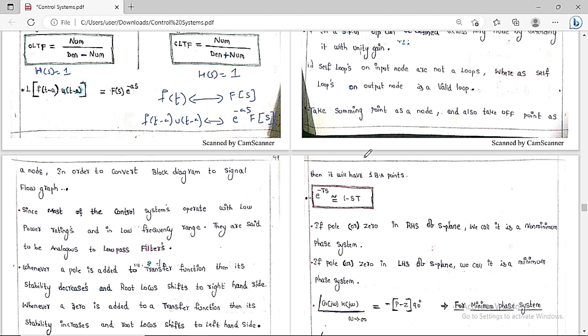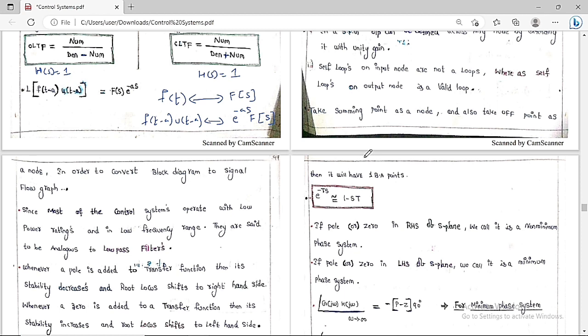Take the summing point as a node and also the takeoff point as a node in order to convert the block diagram to the signal flow graph. In simple words, the standard way to convert the block diagram to the signal flow graph is to assume the summing point as a node as well as the takeoff point as a node. Finally, we assume the summing point as a node as well as the takeoff point as a node.